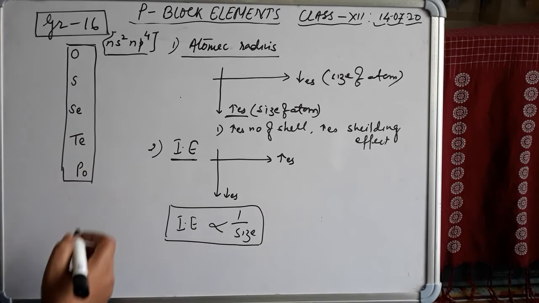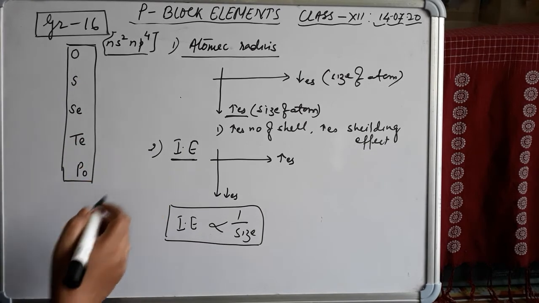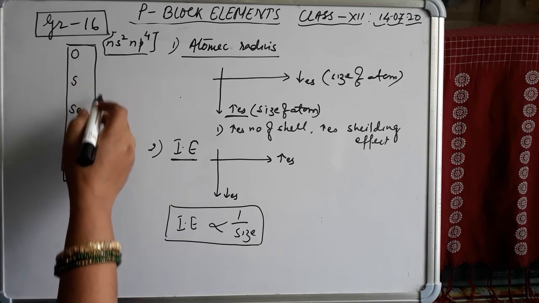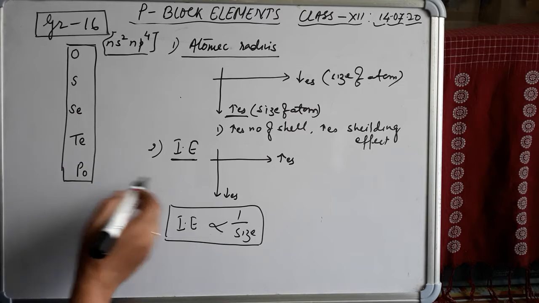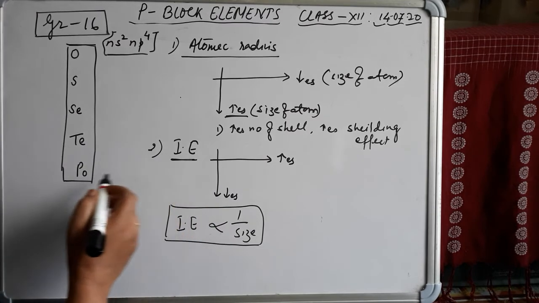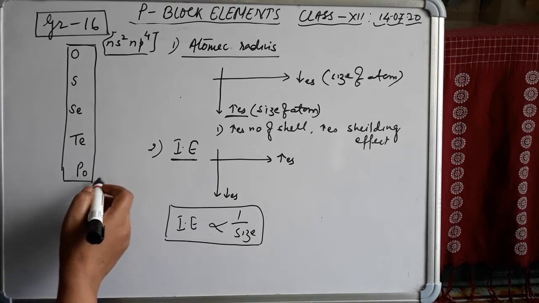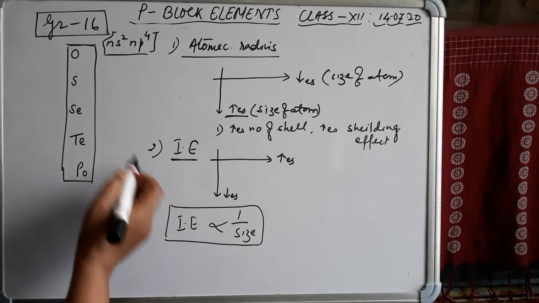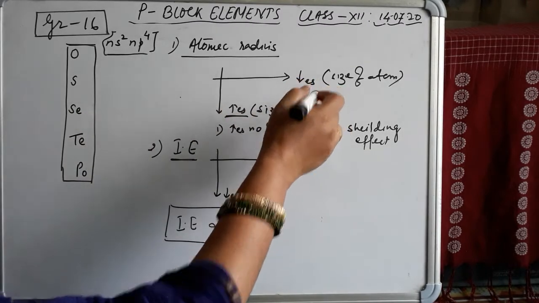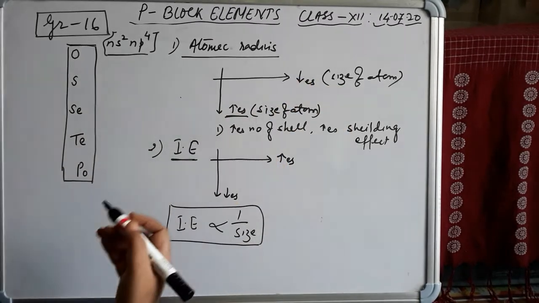So in general, we studied the ionization enthalpy of group 16 members. As we move top to bottom in a group, ionization enthalpy decreases because the size of atom increases, and a very small amount of energy is used to remove an electron. And when we move left to right in a period, size of atom decreases, so ionization enthalpy increases.